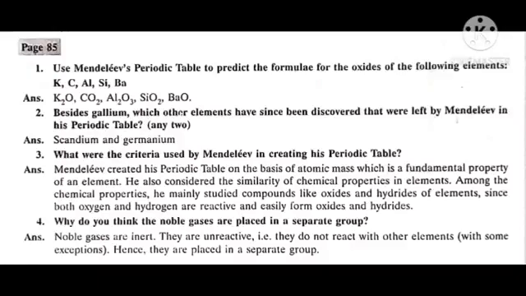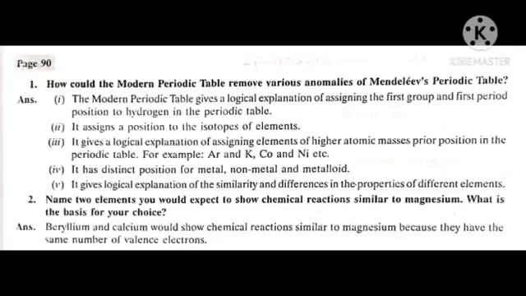Question number 4. Why do you think the noble gases are placed in a separate group? Answer. Noble gases are inert. They are unreactive, that is, they do not react with other elements. Hence, they are placed in a separate group. Page number 90, question number 1. How could the modern periodic table remove various anomalies of Mendeleev's periodic table?